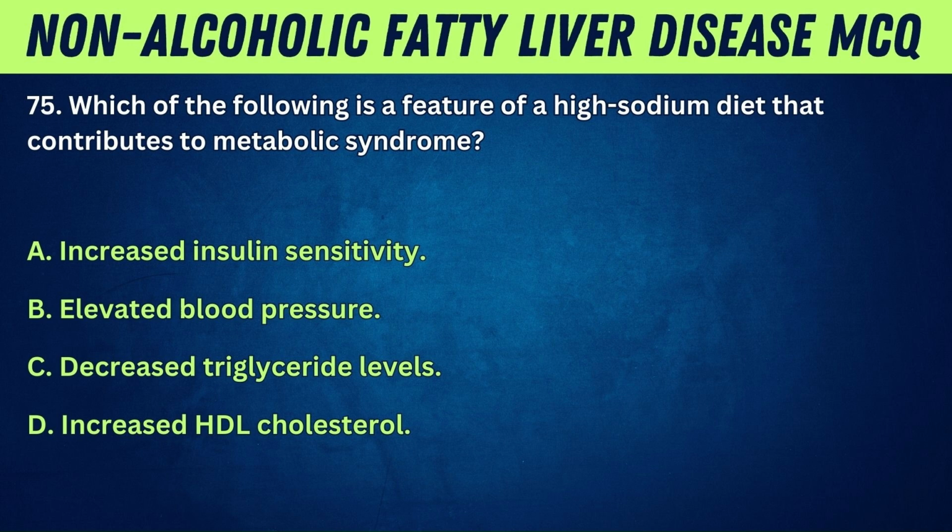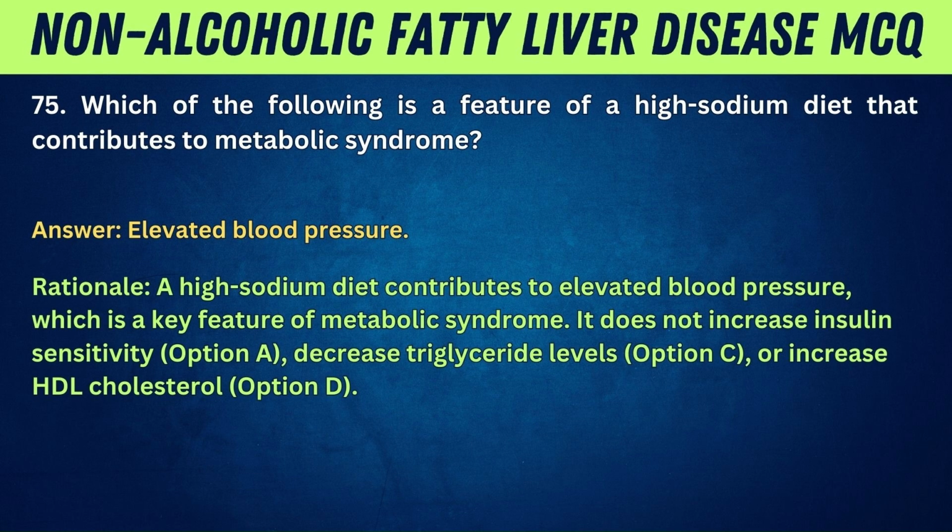75. Which of the following is a feature of a high-sodium diet that contributes to metabolic syndrome? A. Increased insulin sensitivity. B. Elevated blood pressure. C. Decreased triglyceride levels. D. Increased HDL cholesterol. Answer: elevated blood pressure. Rationale: a high-sodium diet contributes to elevated blood pressure, which is a key feature of metabolic syndrome. It does not increase insulin sensitivity, option A, decrease triglyceride levels, option C, or increase HDL cholesterol, option D.